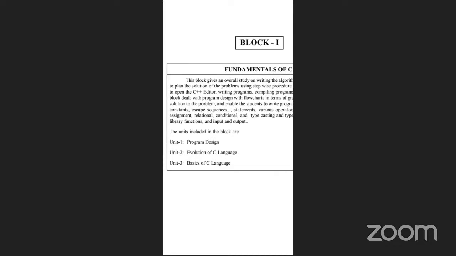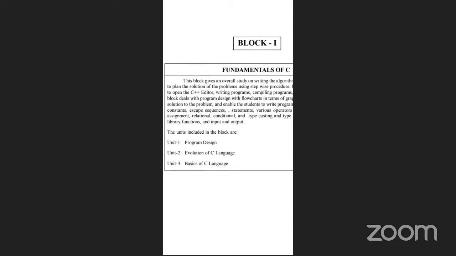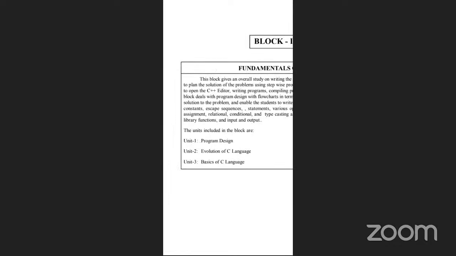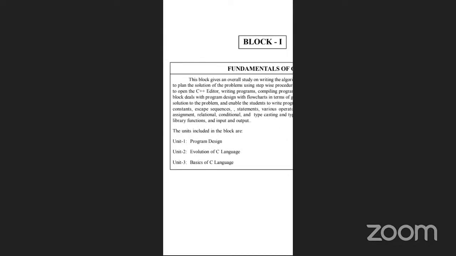So this block deals with the program design with the flow chart in terms of graphical representation of the solution to the problem. It enables us to write programs on variables, data types, constants, escape sequences, statements, various operations in C, such as arithmetic, assignment, relational, conditional, and type casting and type conversions, library functions, and input and output.